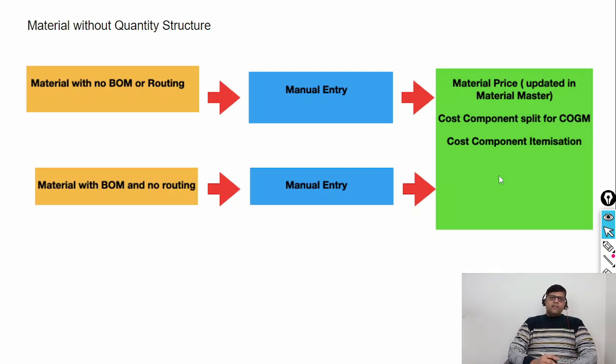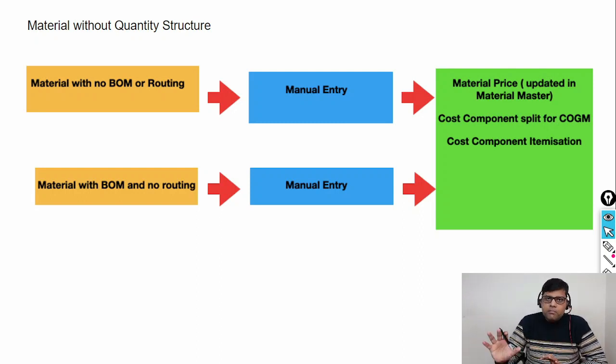As I said, there are some scenarios where we are going to calculate material cost without quantity structure. Without quantity structure means without BOM. That means there will be no bill of material. So material with no bill of material or routing. Completely PP is not there, which means the production process is not there. It is also what you can call a base planning object. That means any one product is there at a very early stage of planning.